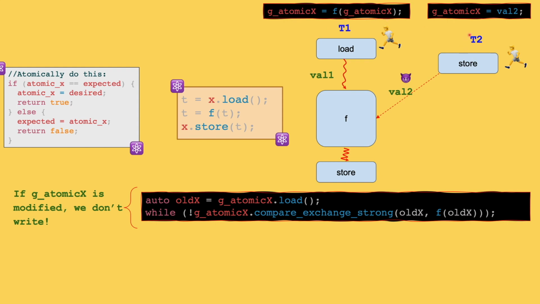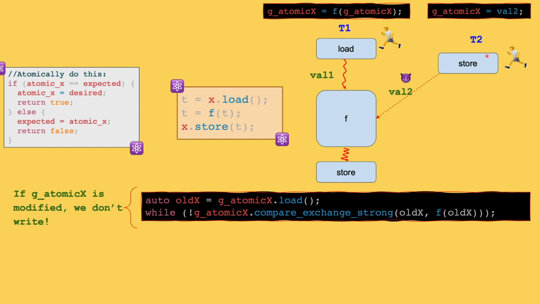Also, assume there's another thread, thread 2, which tries to write inside atomic variable x a new value called value 2. So what happens now is that if we want to do this atomically in thread 1, we read from x. Let's say we read the older value, which is value 1. Then we calculate f of x, and we want to store f of value 1.